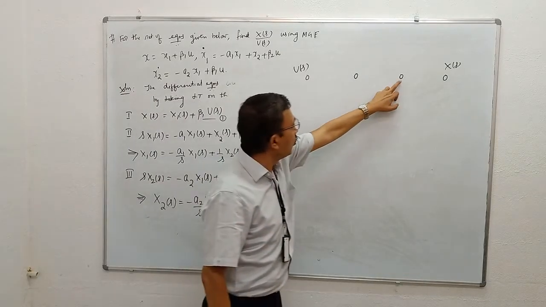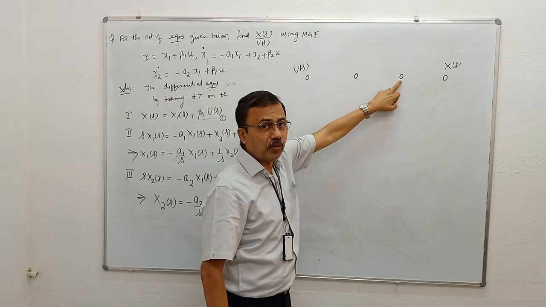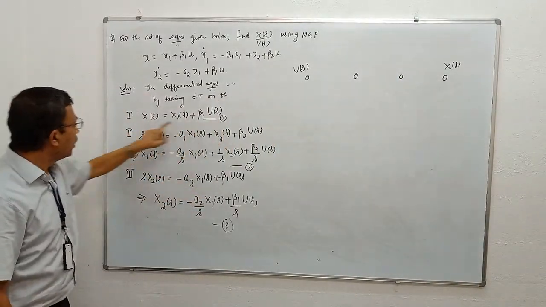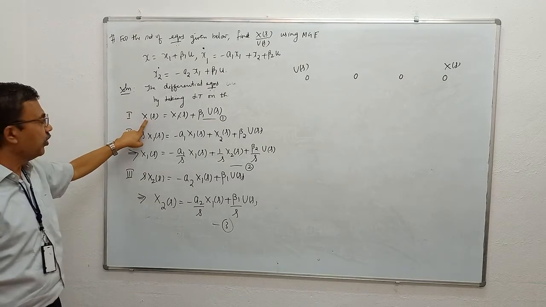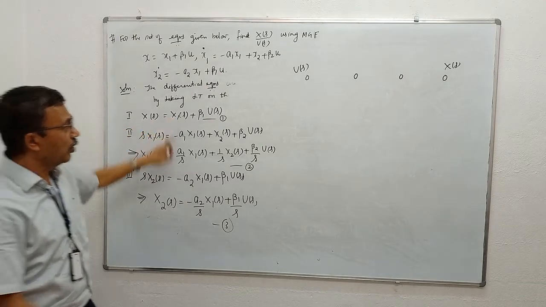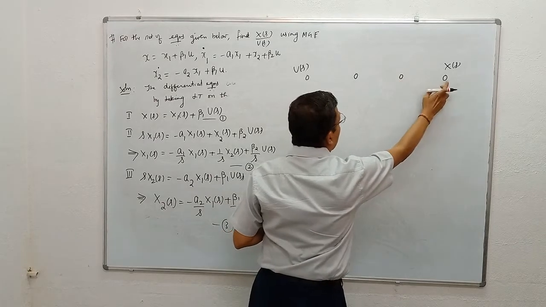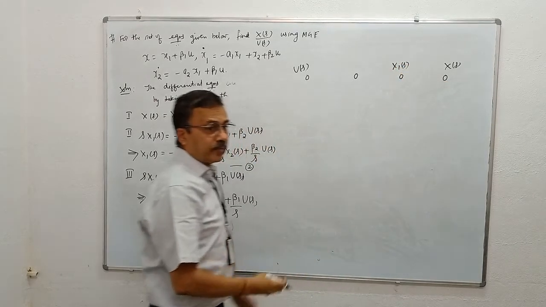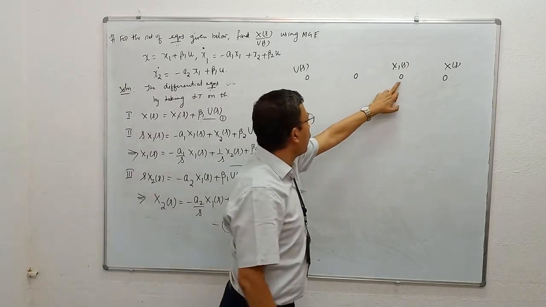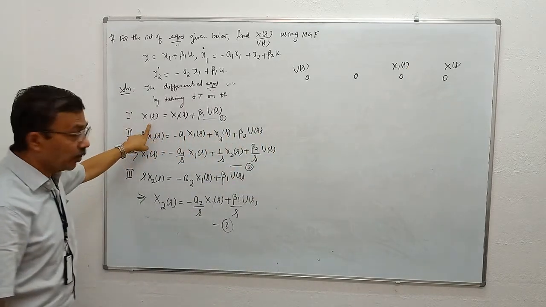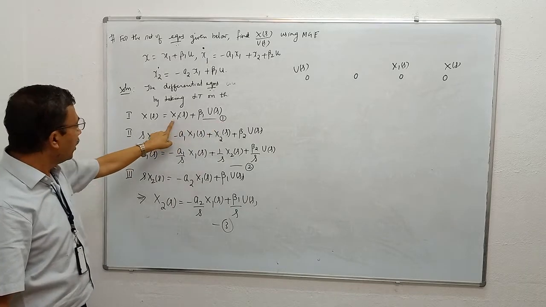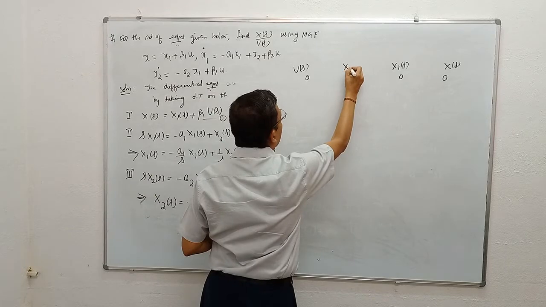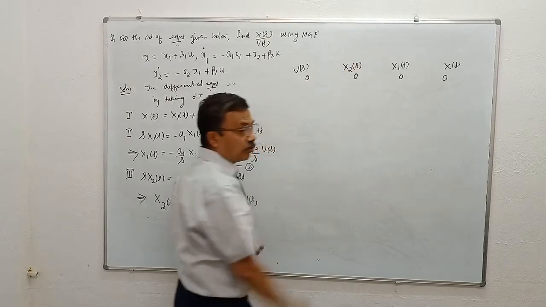Now this node should be variable x1 or x2. We have to finalize. So for that, I look at equation 1. Equation 1 is the output equation. It contains the variable x1 of s. Therefore, the node nearer to the output node has to be x1 of s. Why have I taken this node to be x1 of s? Because the output equation represented by equation 1 contains the variable x1 of s. Then the remaining node has to represent the variable x2 of s.